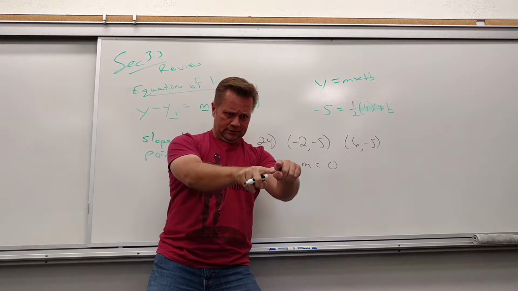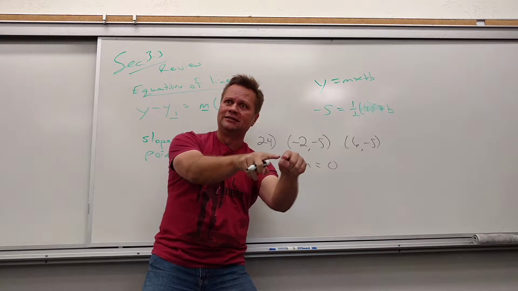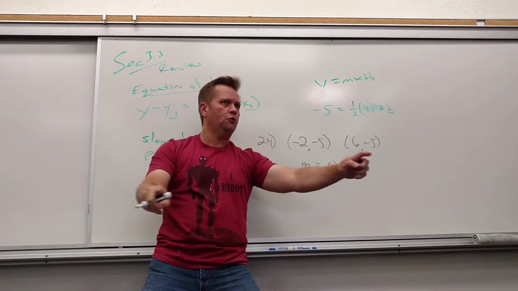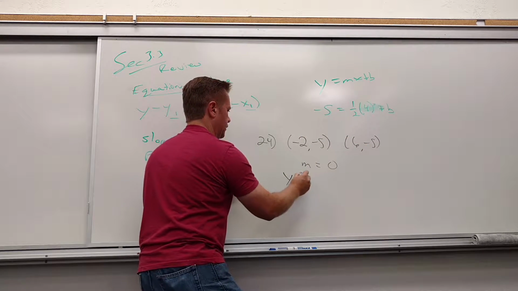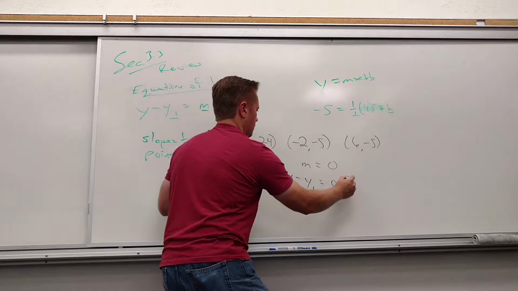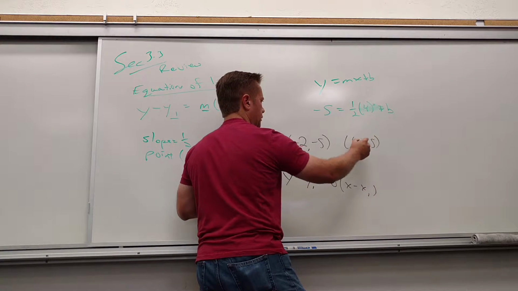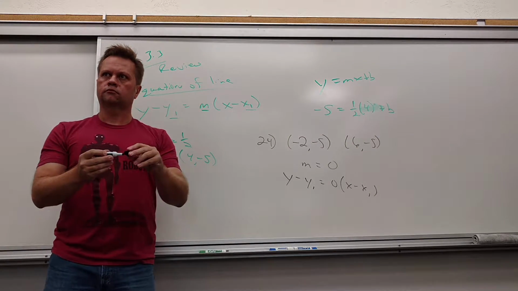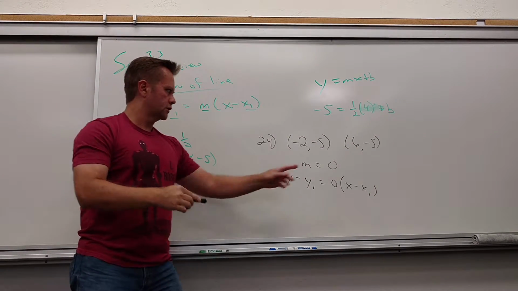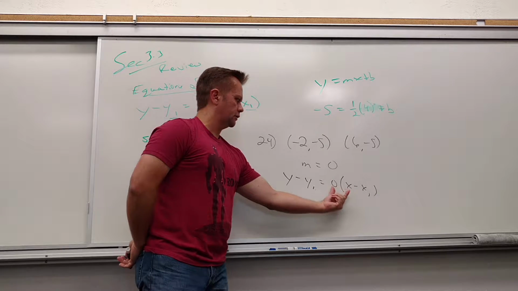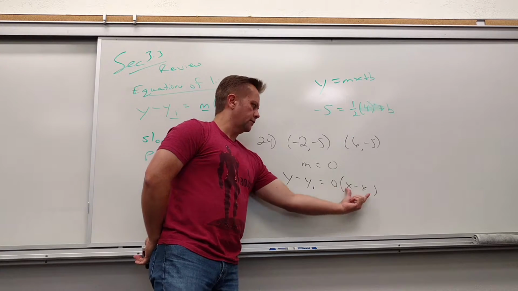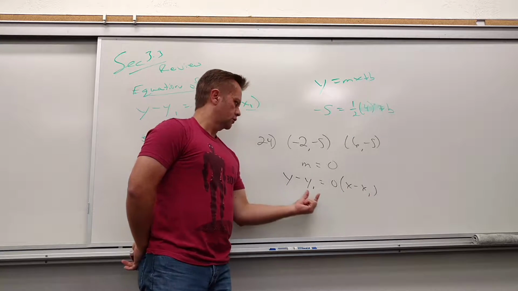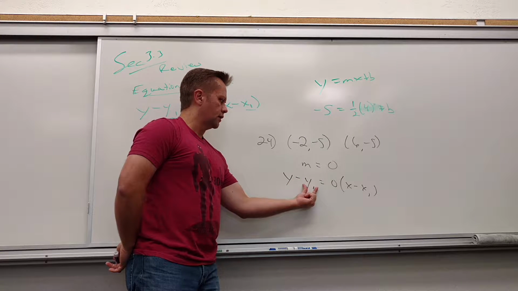0, -5. It's going to have to go through that, or you can just plug stuff into this guy, right? You can plug in either point you want, plug it in there. Is that cool? So the 0 part, what's that do? It just kills this whole side. 0 times who cares is 0. So then it's y minus -5.